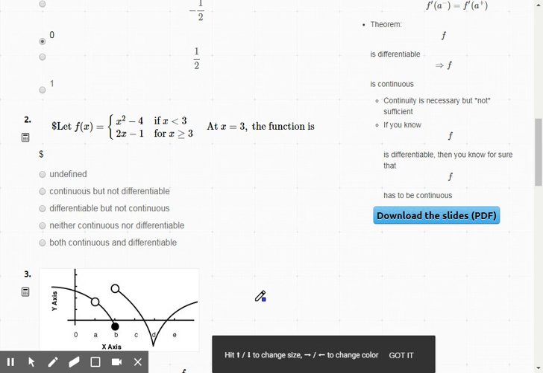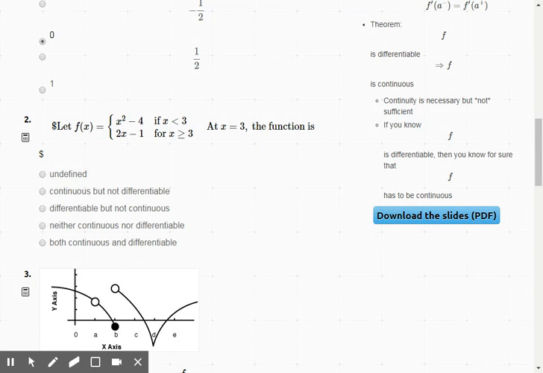Okay, let's look at number 2. We've got a piecewise function. At x equals 3, the function is undefined. Well, let's see here. At 3, we can plug in 3. 2 times 3 is 6, minus 1 is 5, so that's not a problem. So then the rest of it is continuous and differentiable.